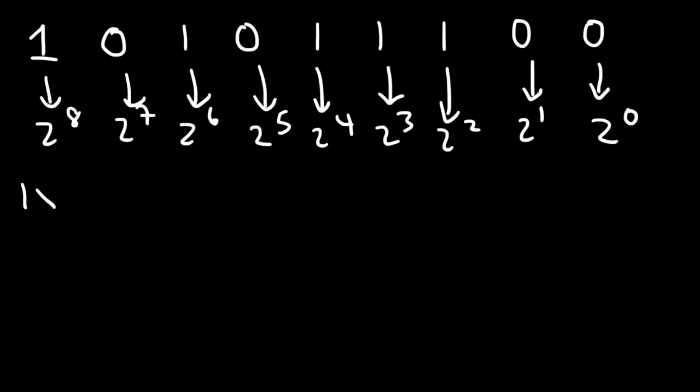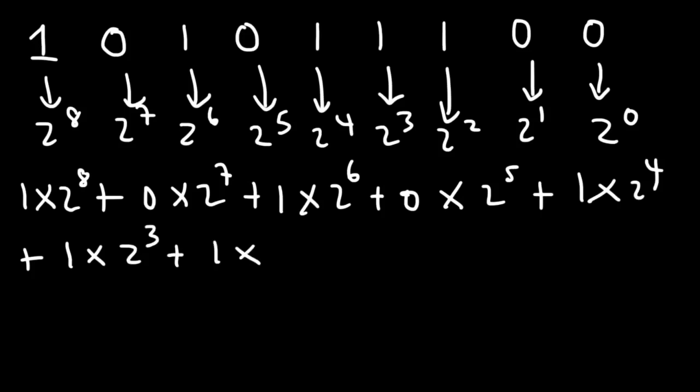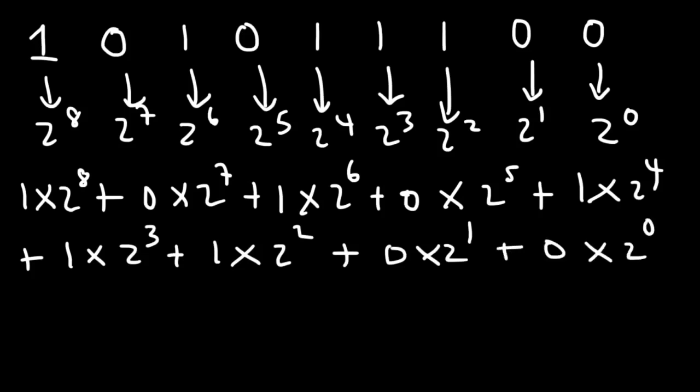And so we're going to have 1 times 2 to the 8. And then we're going to multiply these two. So that's going to be 0 times 2 to the 7, and then 1 times 2 to the 6, and then 0 times 2 to the 5th, and then after that it's 1 times 2 to the 4th, plus 1 times 2 to the 3rd, plus 1 times 2 squared, plus 0 times 2 to the 1st, plus 0 times 2 to the 0. Now, I don't need to write all of this because we really don't need the zeros, but I want to show you the process by which we can convert all of these other number systems into the decimal system. So 0 times anything is 0, so these numbers we can ignore.